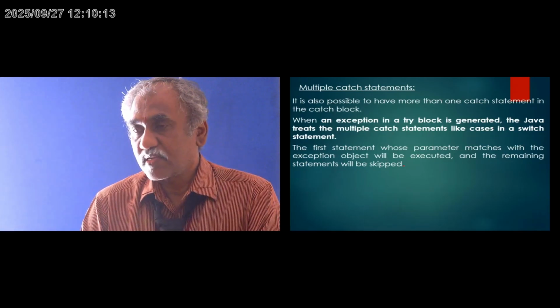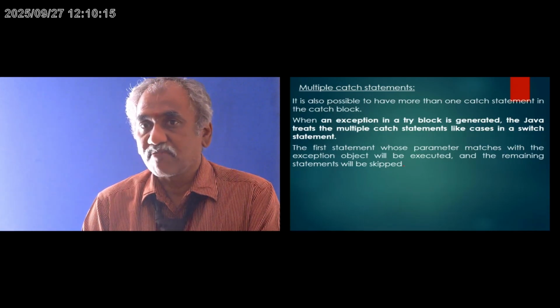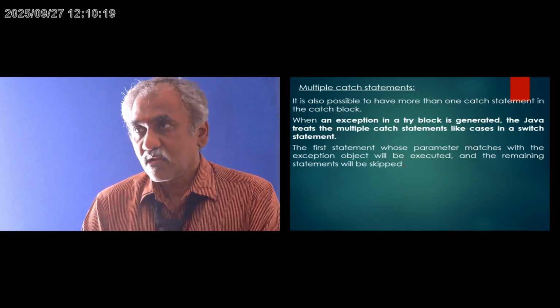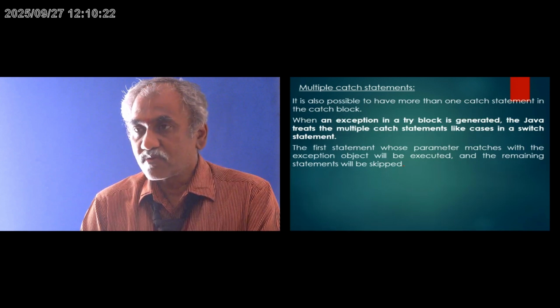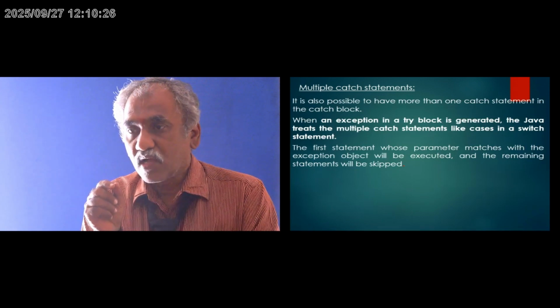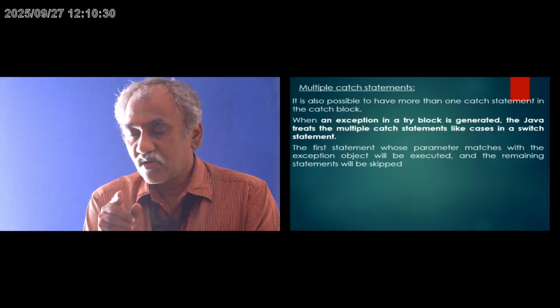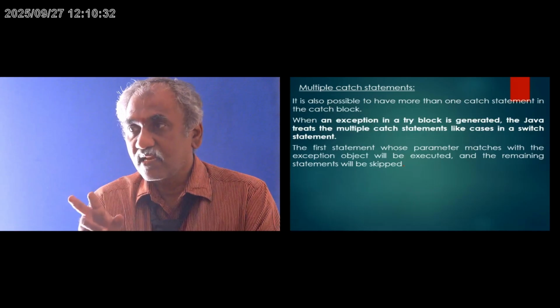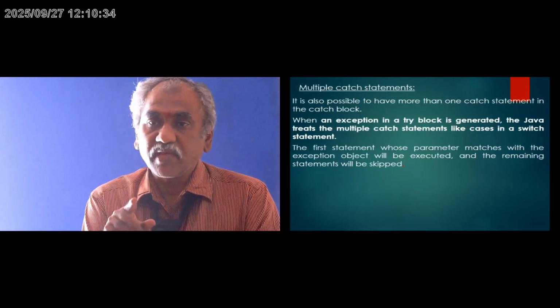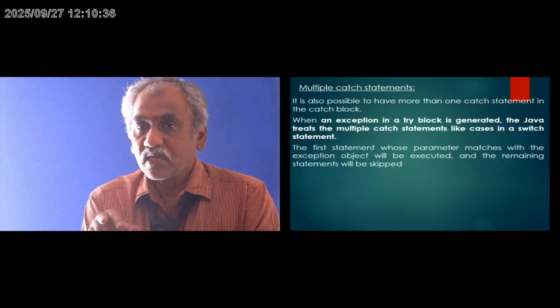There is the possibility to declare multiple catch statements for a try block, just like switch statements, which we already studied. In a switch block, the identifier is matched to one of the case labels, and control is transferred to that case label. The set of statements there will be executed, and all the remaining ones are skipped. That also applies here.